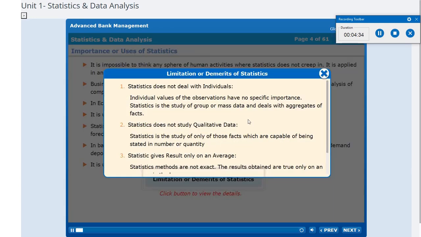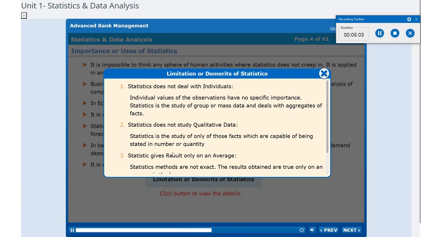Limitation or demerits of statistics. 1. Statistics does not deal with individuals. Individual values of the observations have no specific importance. Statistics is the study of group or mass data, and deals with aggregates of facts. 2. Statistics does not study qualitative data. Statistics is the study of only those facts, which are capable of being stated in number or quantity.